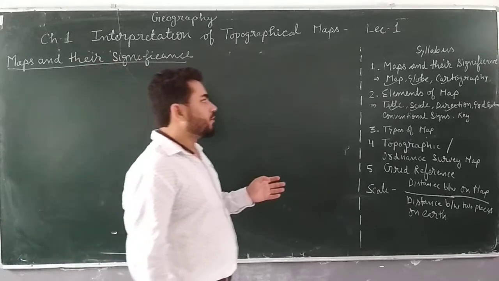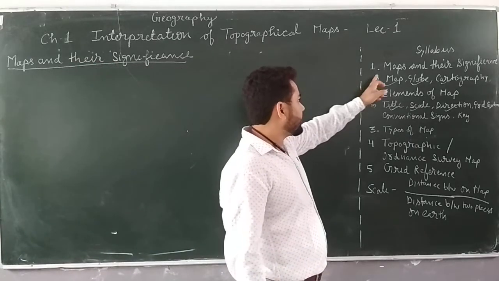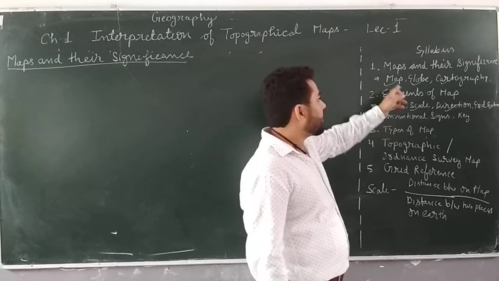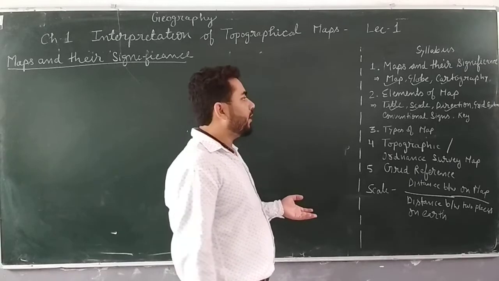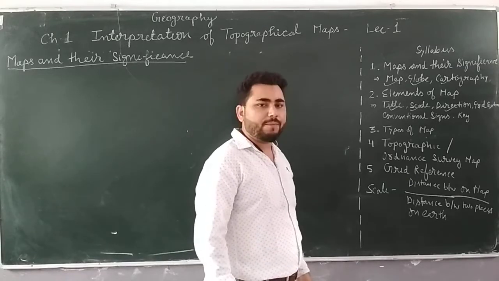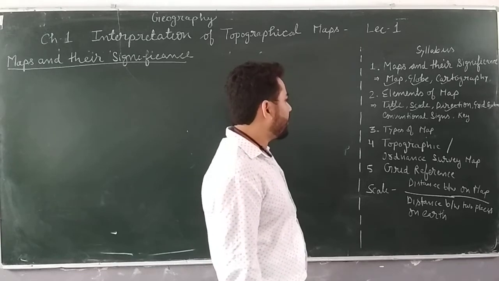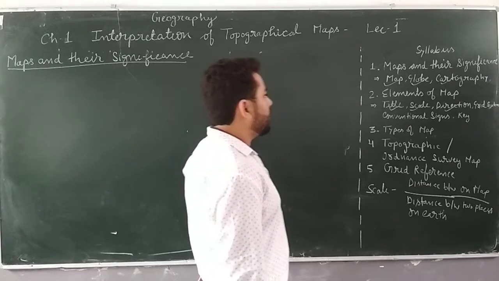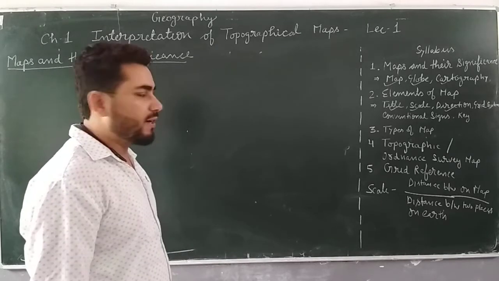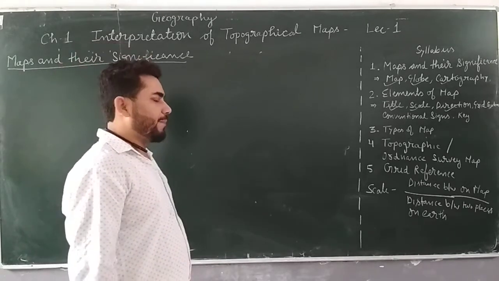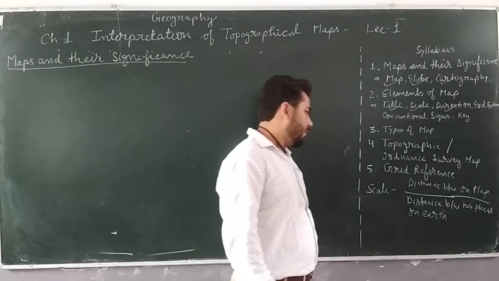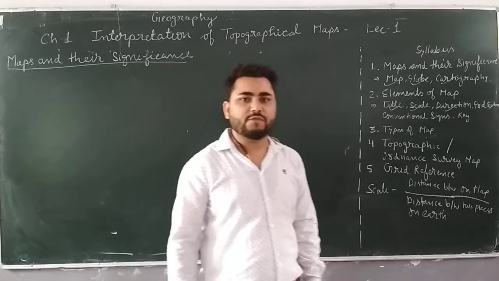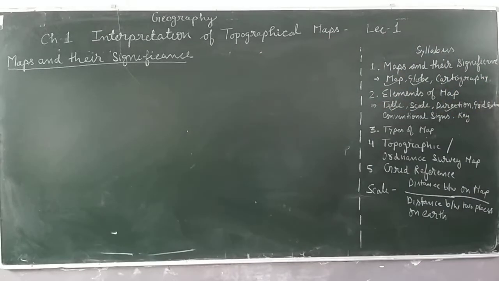In this chapter, we will be dealing with these 5 topics. First is maps and their significance, in which we will be talking about map, globe and cartography. Second, elements of map. What are the elements of map? In this we will be talking about title, scale, direction, grid system, conventional signs and key. Then we will be studying about types of map. Then we will be studying about topographic maps, ordnance survey map, grid reference. These 5 points we will be taking into account.